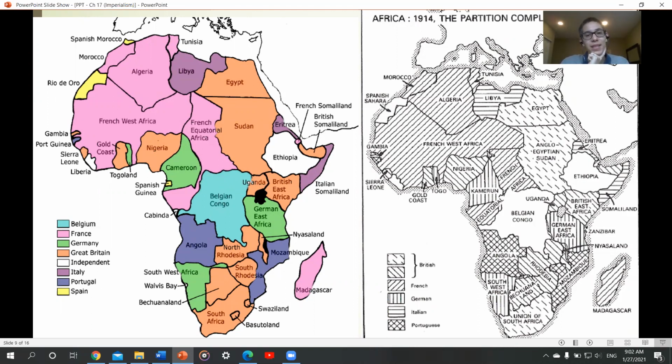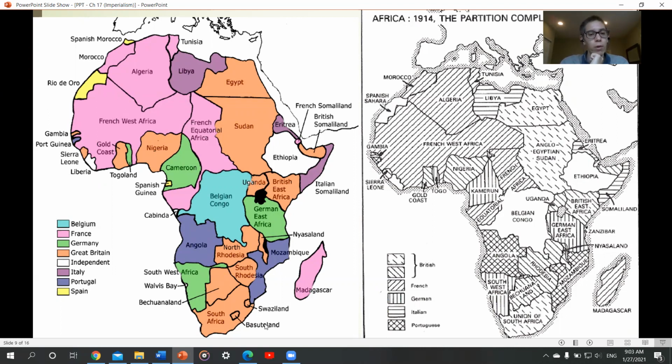You can see the two independent countries, Ethiopia, which successfully defeated the Italians in war, and then Liberia, which was envisioned as a colony to send freed American slaves. But 95% of Africa is colonized by 1914. Again, mostly France and Germany. And the one thing that I always like to point out, England.